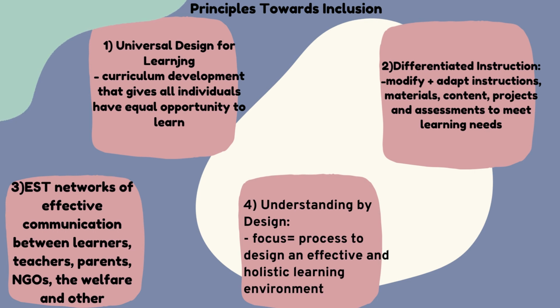Principles towards inclusion. Firstly, it's universal design for learning, which is a curriculum development that gives all individuals an equal opportunity to learn. Secondly, is differentiated instruction, which is to modify and adapt instruction, materials, content, projects, and assessments to meet the learning needs of your students. Thirdly, it's established networks of effective communication between learners, teachers, parents, NGOs, the welfare, and other stakeholders. Fourthly, it's understanding by design, which is a focus process to design an effective and holistic learning environment.